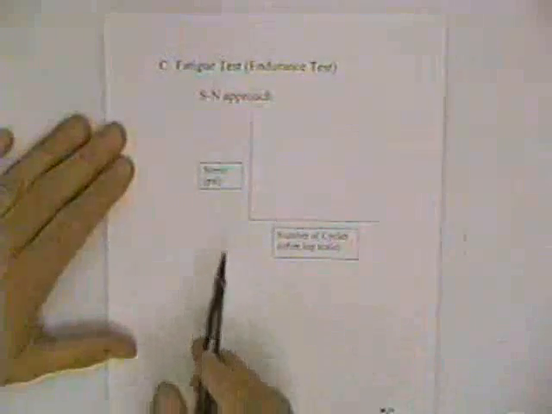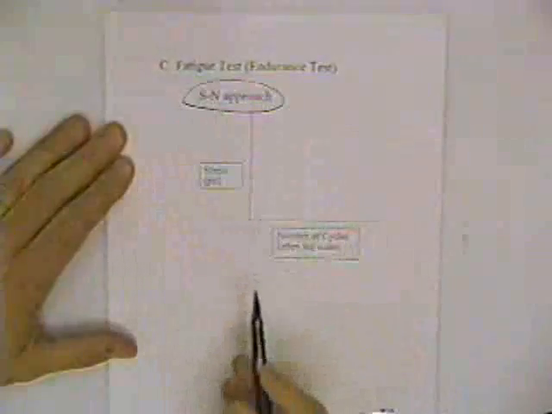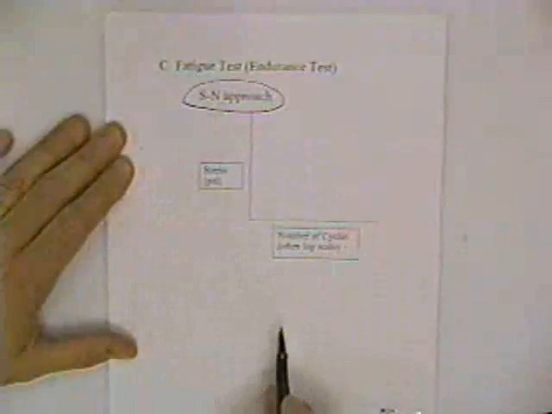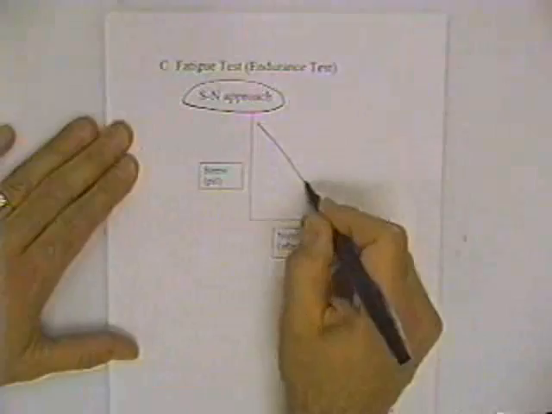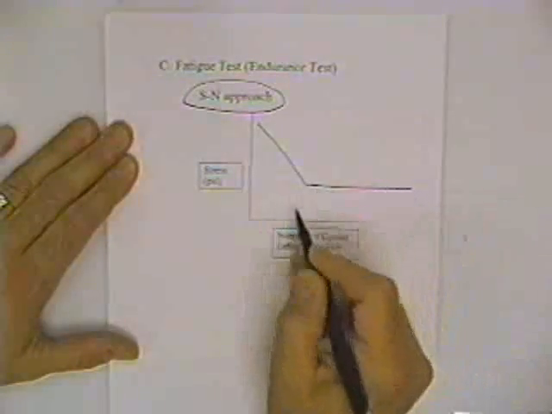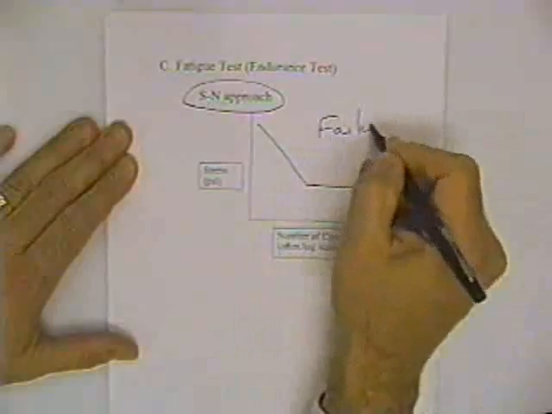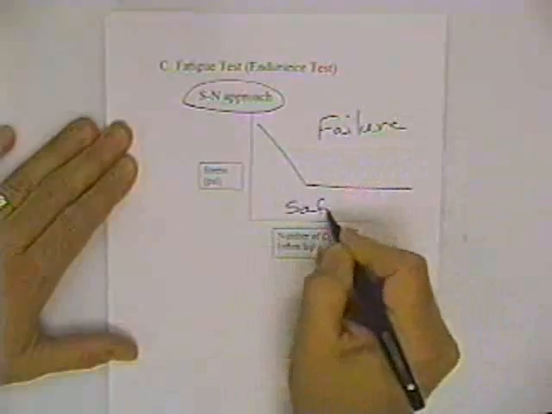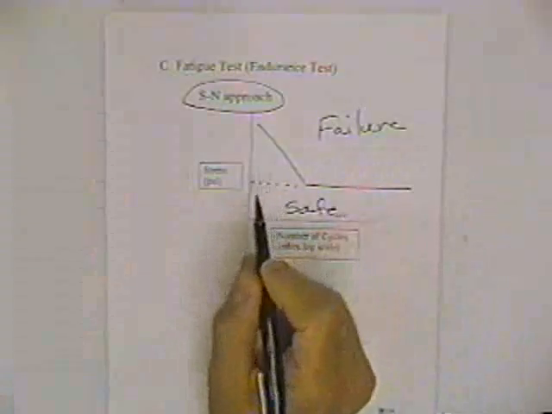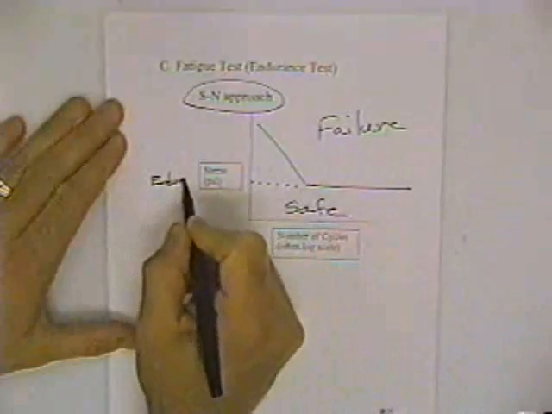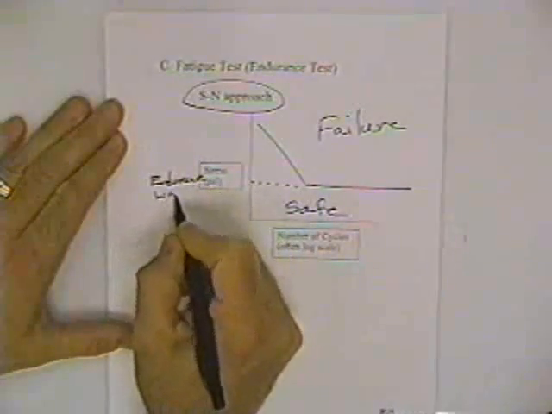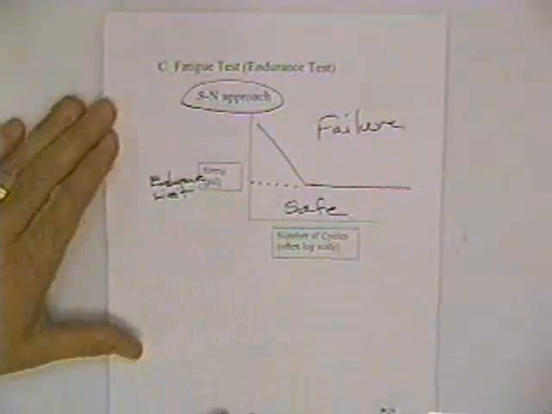And a third type of test is a fatigue test. There's a couple of different kinds of fatigue tests. The one that we're concerned with is called an S-N approach, where you plot stress versus the number of cycles. It's usually in a log scale, and the curve for a ferrous material might look something like this. This is called a knee. We have failure here, and we would be safe here. This is called the endurance limit. And what is said is that if you're below the endurance limit, you don't need to be concerned about failure.